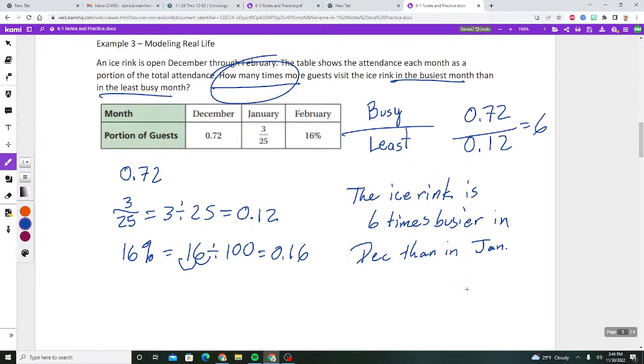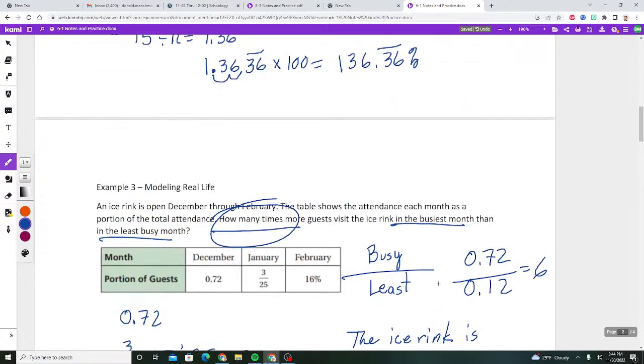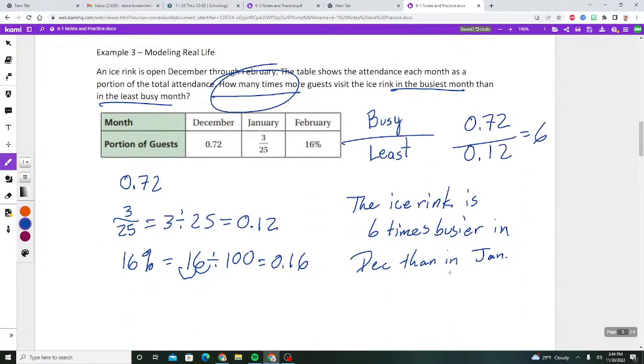So that is all the examples that I have for you on changing decimals to percents and percents into decimals, and fractions into decimals and percents, and then ordering them. If you want more help with the assignment that follows, there'll be another video.